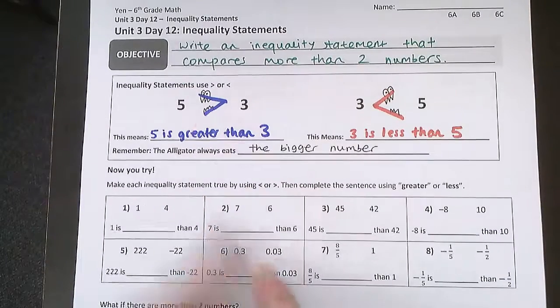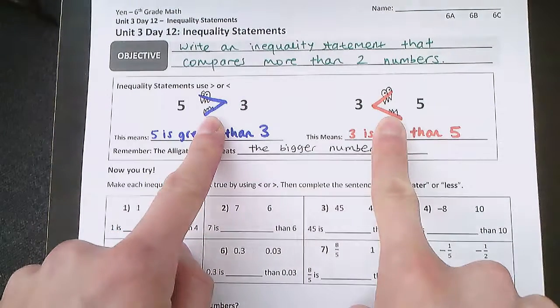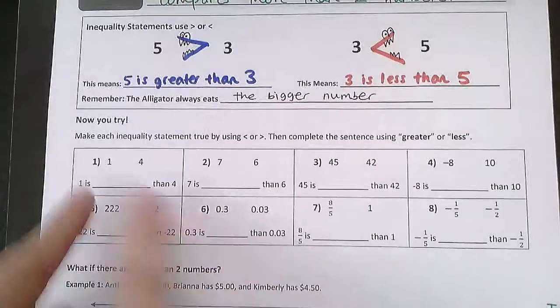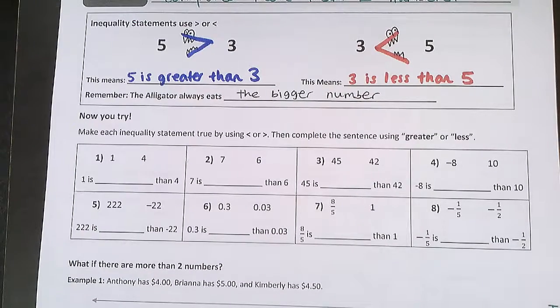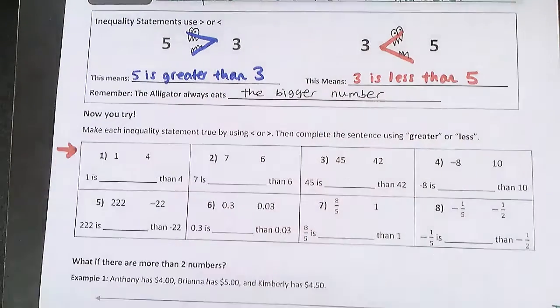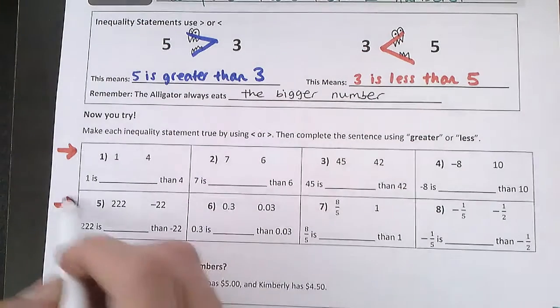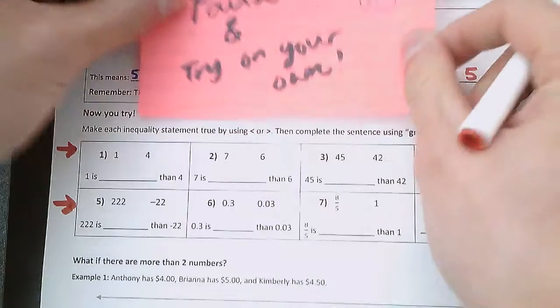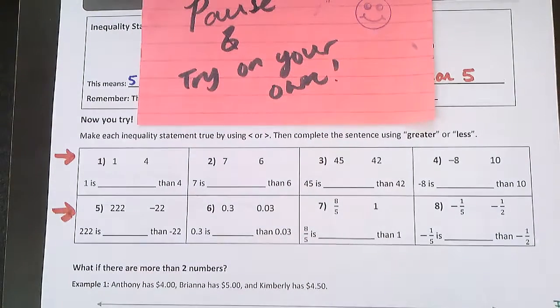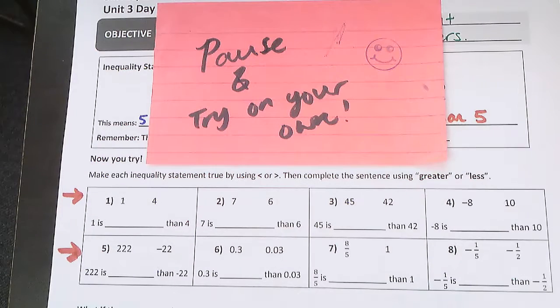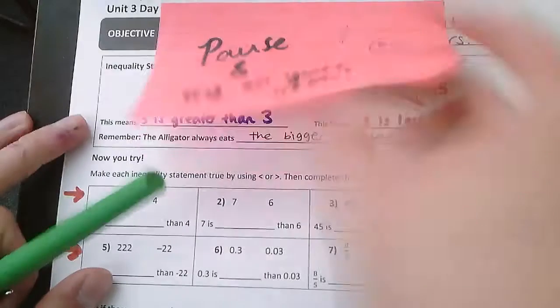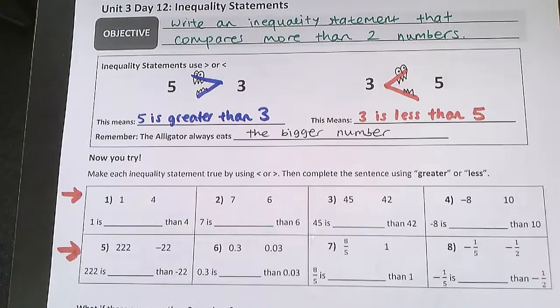Now that we've reviewed which one's greater than and which one's less than, I want you to try 1 through 8 on your own. So we're going to work on these right here. And these right here. Let's pause and try these on your own. Pause and go. And now you are resuming the video after you have finished 1 through 8 on your own.